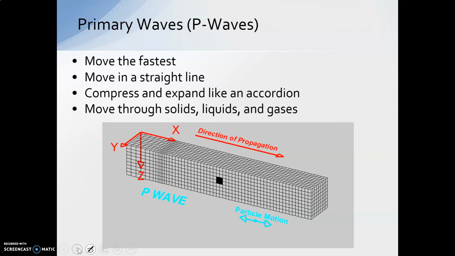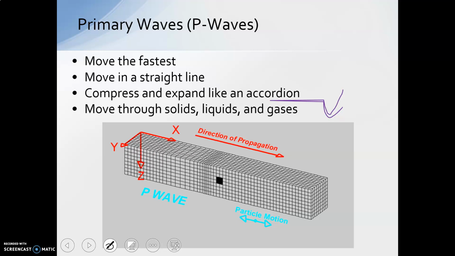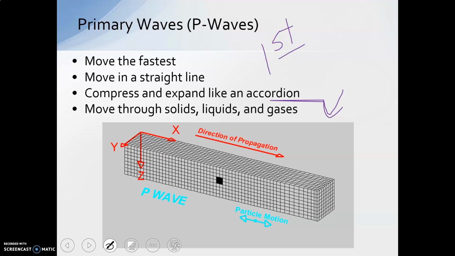All right, a primary wave is P for primary. It moves the fastest. It also moves in a straight line. If you watch the picture right here, you'll notice it kind of helps it compress and expand like an accordion straight across the motion. Moves through solids, it moves through liquids, and it moves through gases. This is the first wave. That's what primary means, first.